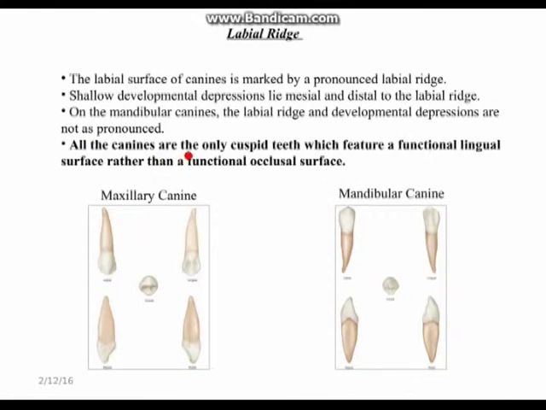Now, the canines are the only cuspid teeth which feature a functional lingual surface rather than a functional occlusal surface. This is very important to know. Okay, so when you compare the anterior teeth in general, the incisors to the canines, when you start to eat, you bite with your centrals and laterals because the incisal edge of the centrals and the laterals are the cutting edges. It's exactly like when you bite into an apple. That's the cutting edge that's going to cut the piece of the apple out of the whole fruit.